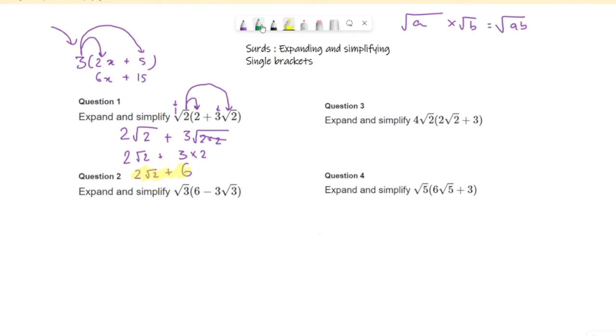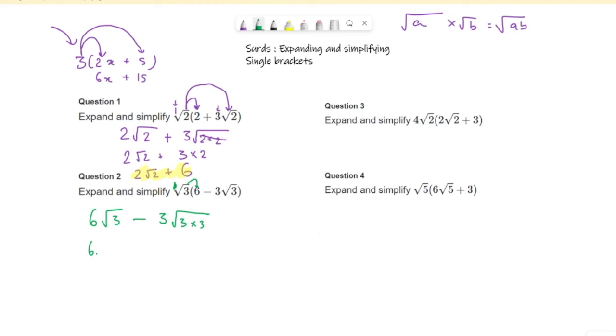Let's do another one. So root 3 times 6, there is 1 before it. If there is nothing, it's just a 1, so 1 times 6 will give you 6. And root 3, there is no root with 6, so it's just 6 root 3. Then root 3 times 3 root 3, 1 times 3 will be 3. Root 3 times root 3 will be something like this. And positive multiplied by negative will give you a negative.